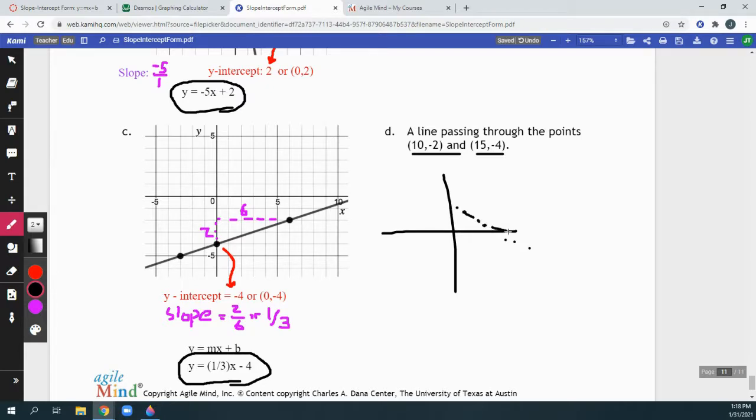Or like, yeah. So we've got something like that. We have (10, -2) right here and (15, -4) down there somewhere, right? So that gives me a sense of what's going on with my graph. How can I figure out the equation for this?